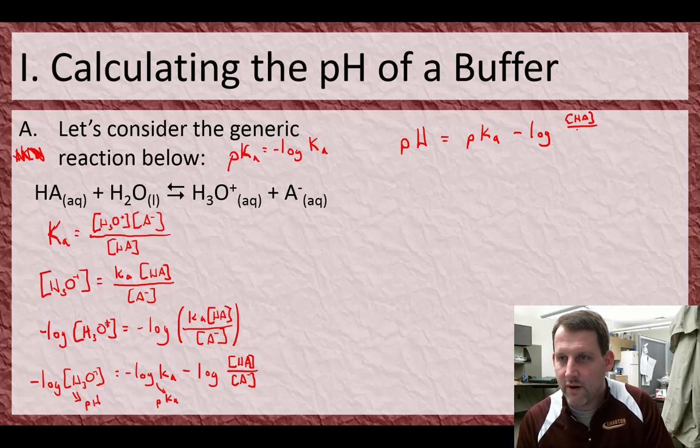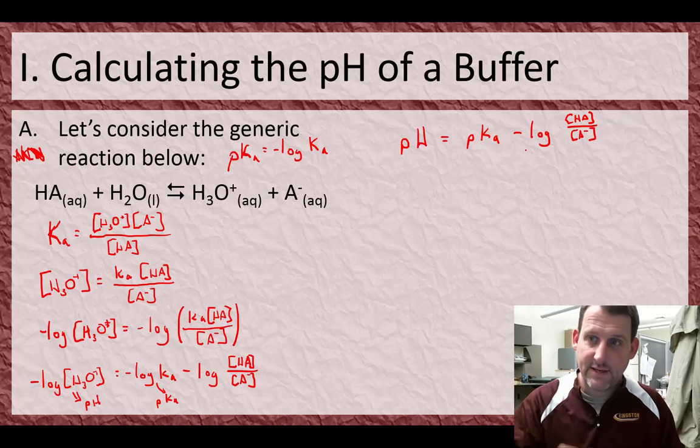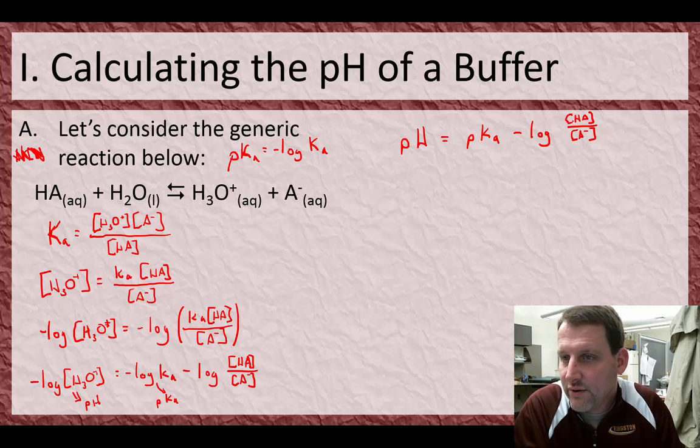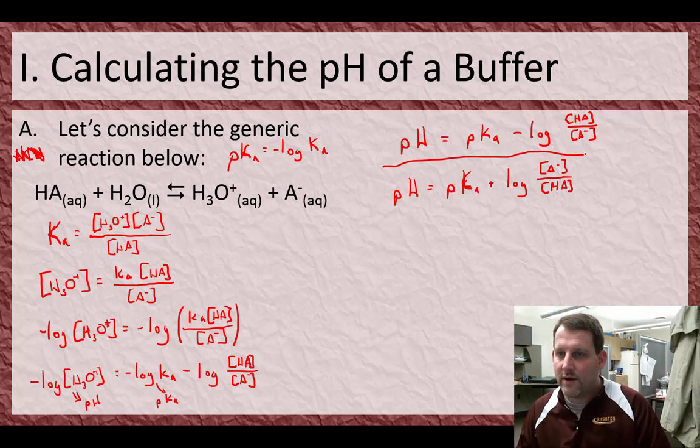HA over A minus. Now, one last thing that's typically done to this equation is that this negative sign is turned to positive. And when you change the sign outside of a log, you do that by flipping the ratio in the log. So this can be rewritten as pH is equal to pKa plus the log of A minus over HA. This is the final form of our equation.